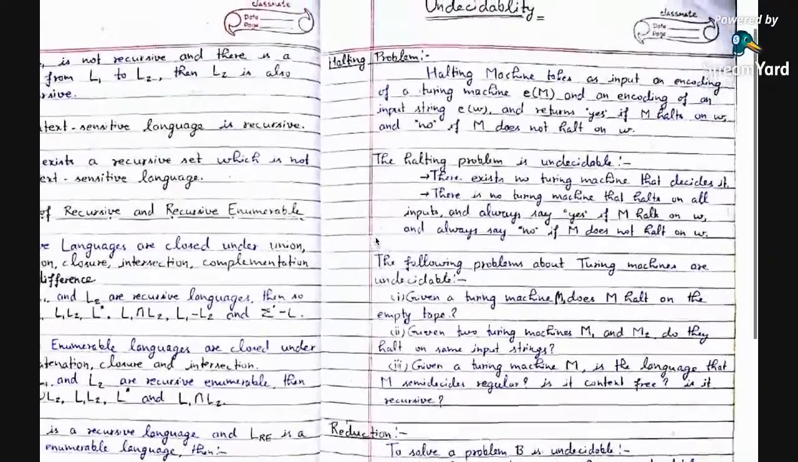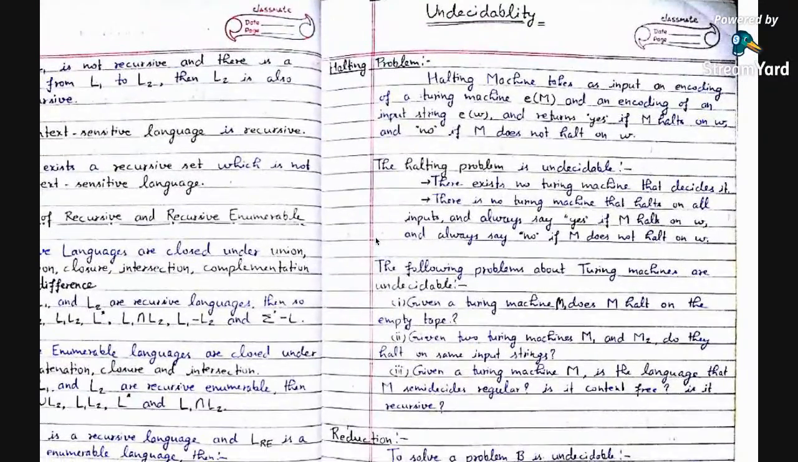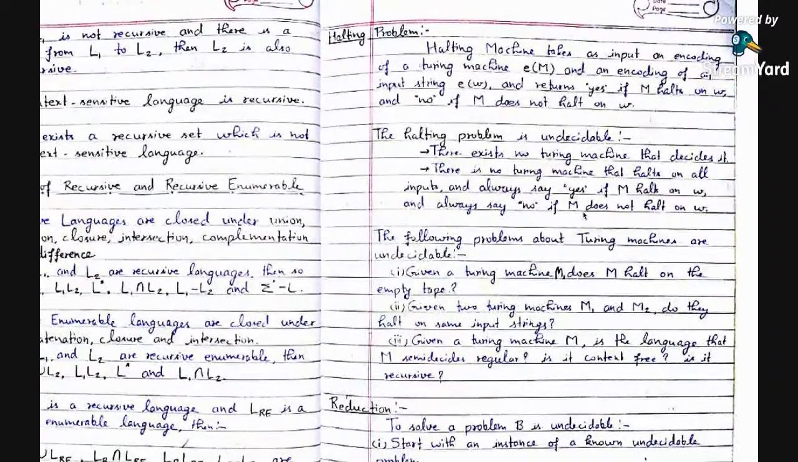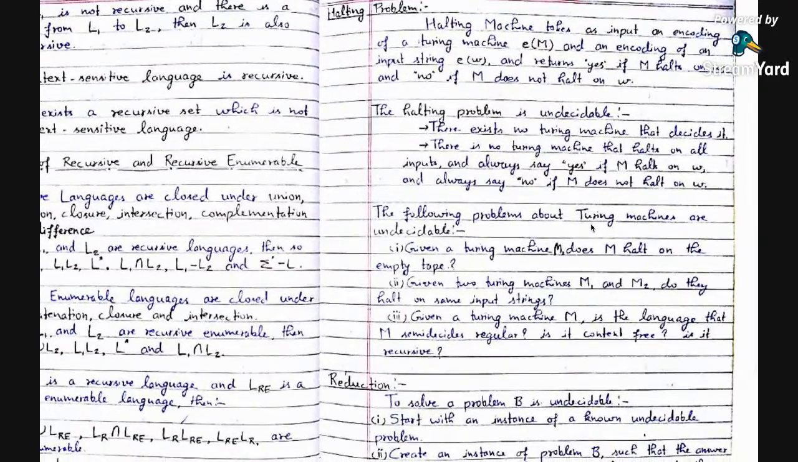Halting problem. The halting machine takes as input an encoding of a Turing machine and an encoding of an input string, and returns yes if M halts on W and no if M does not halt on W. The halting problem is undecidable. There exists no Turing machine that decides it.